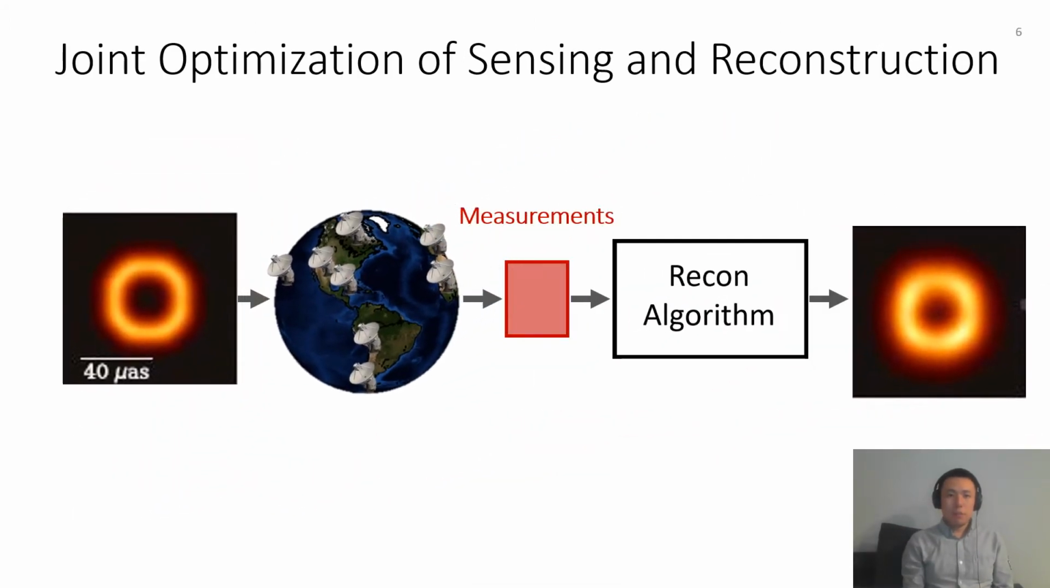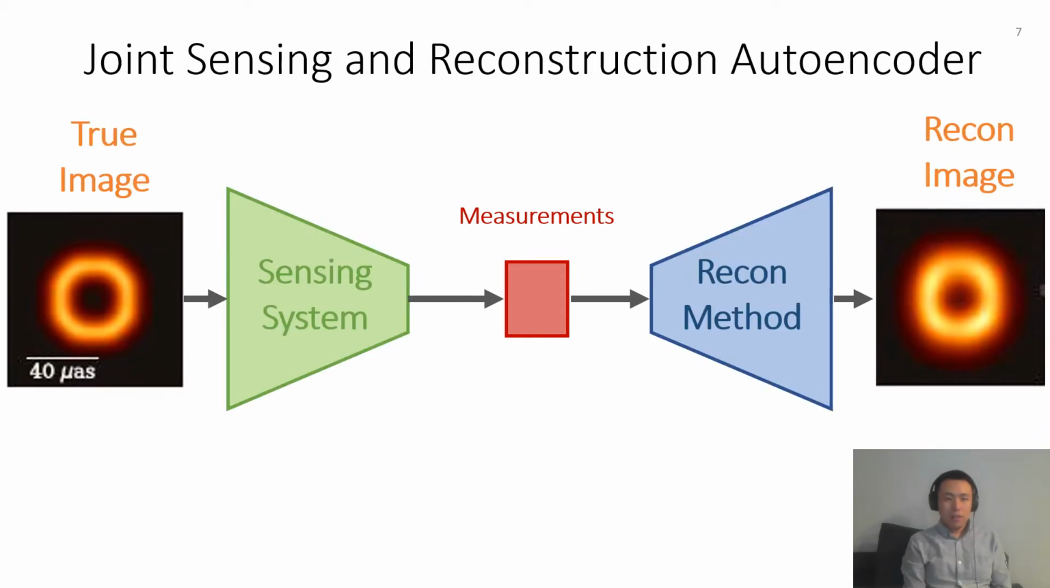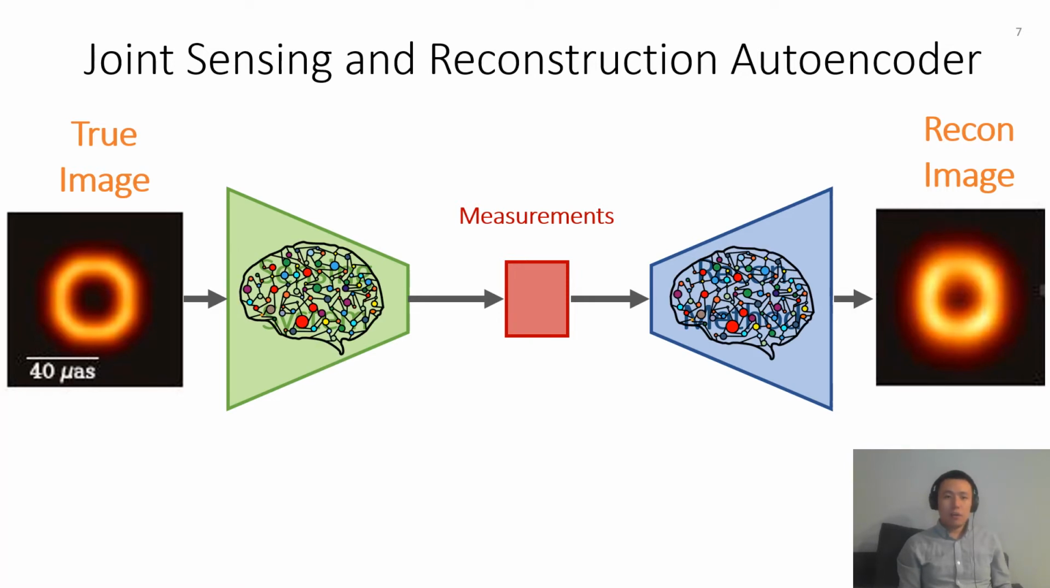Rearranging the blocks in the computational imaging system, it is not hard to see that the architecture is very similar to an autoencoder. The sensing system is the encoder, which finds the best representation of the measurements, and the reconstruction algorithm is the decoder, which recovers images from limited measurement. Therefore, we can formulate the sensor design problem as a deep learning problem and co-design the sensing system and the reconstruction method. Analogous to a classical autoencoder, both encoder and the decoder can be represented by deep neural networks.